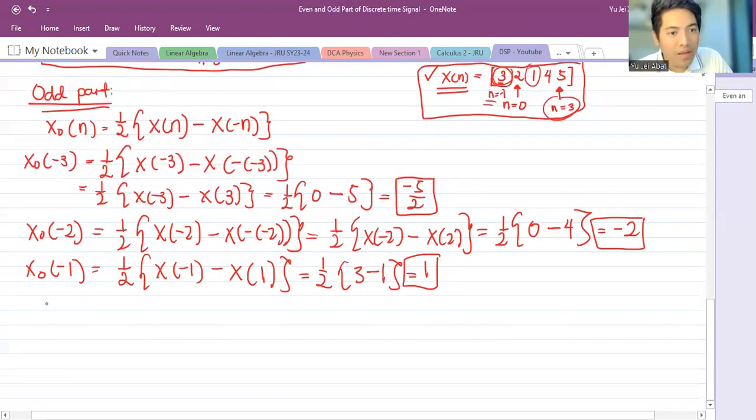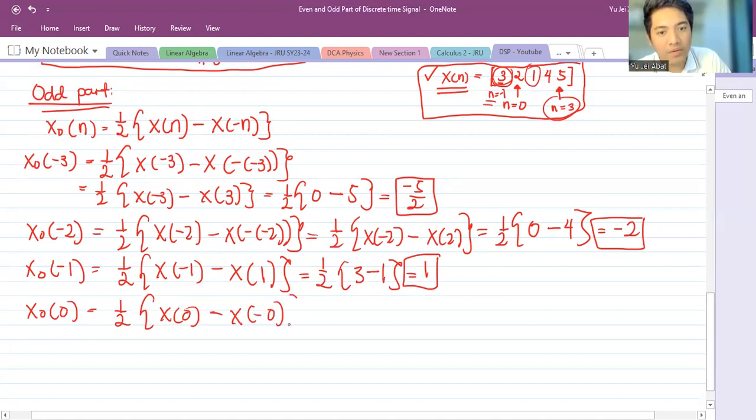How about the odd part of 0? So you have 1/2 x of 0 minus x of negative 0. It's still x of 0, so we have 2 minus 2. Because x of 0 is 2 here, and x of negative 0 is still x of 0, which is 2. 2 minus 2 would be 0.